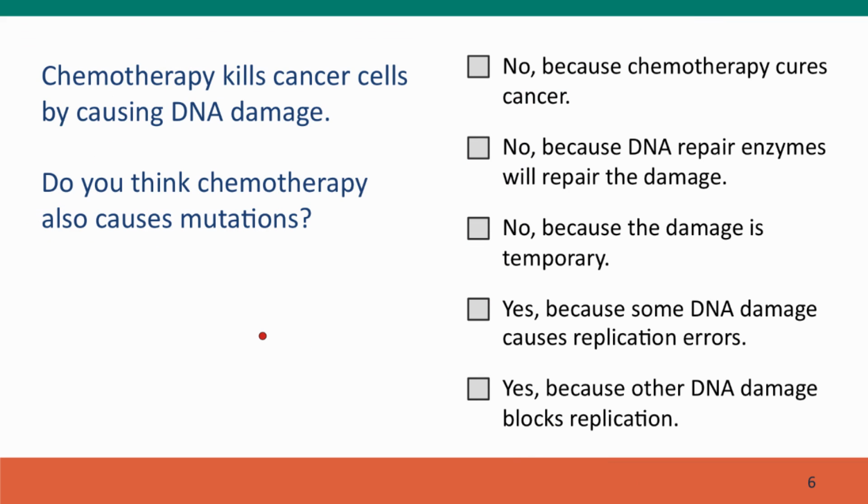Now, here's the question. Chemotherapy, the chemicals that are used for chemotherapy, are basically DNA-damaging agents, and they kill cancer cells because the cancer cells are growing faster than other cells, and so they're more sensitive to DNA damage. Do you think that chemotherapy also causes mutations? Is chemotherapy mutagenic?